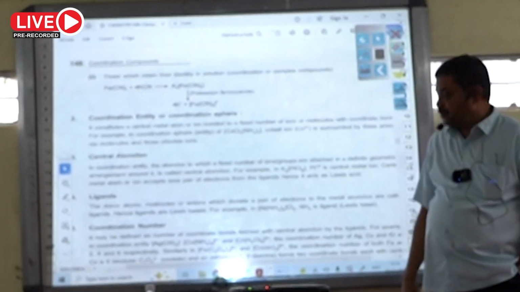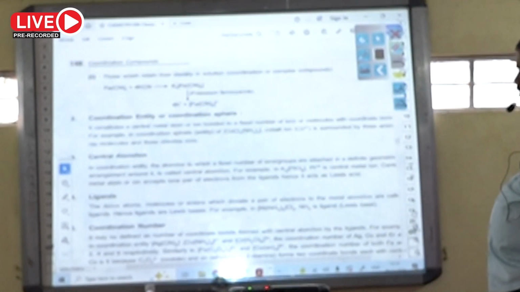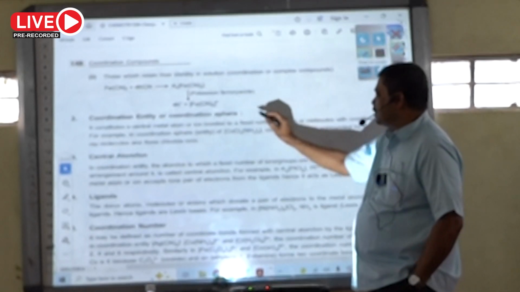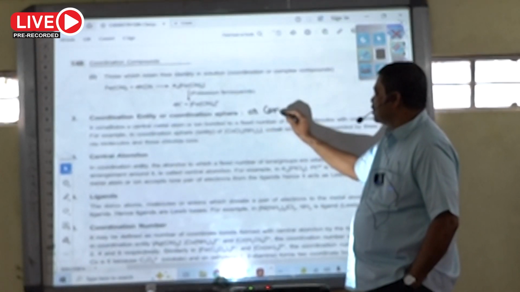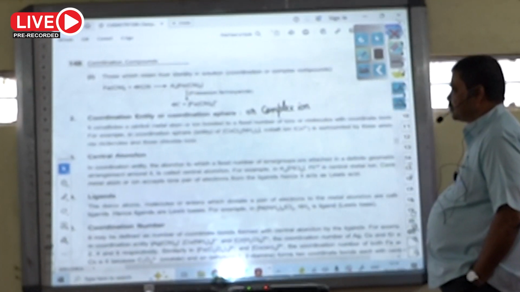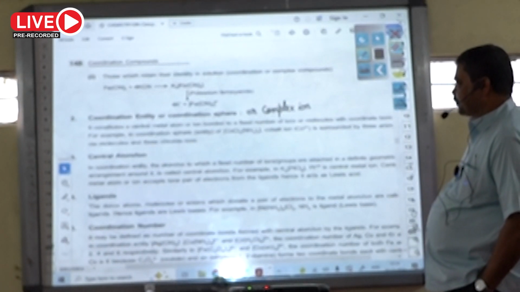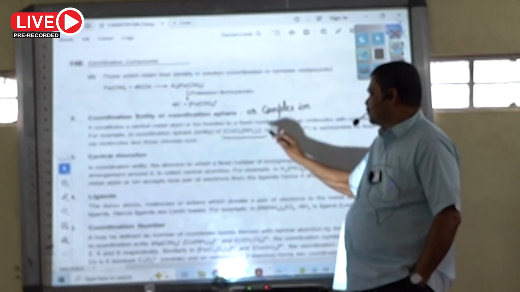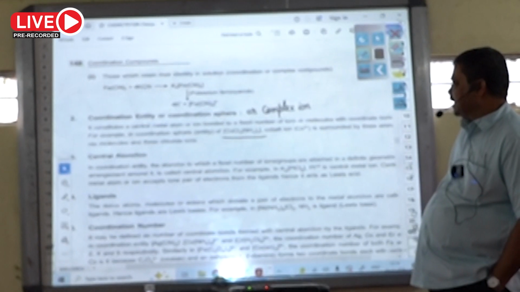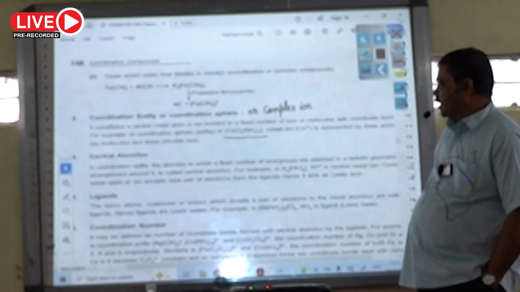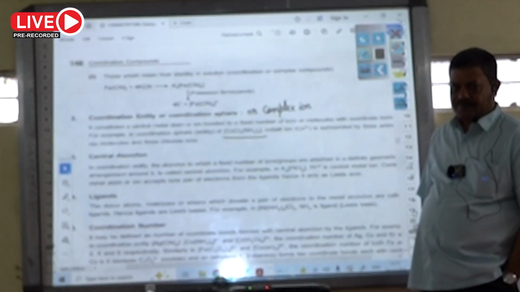Actually, to explain, here already, look at the second point. Coordination entity or coordination sphere or complex ion. Look at this one. CoCl3 3NH3. Triamminetrichloridocobalt(III).